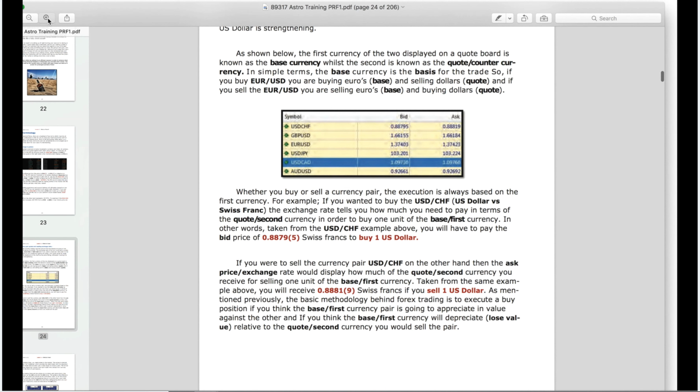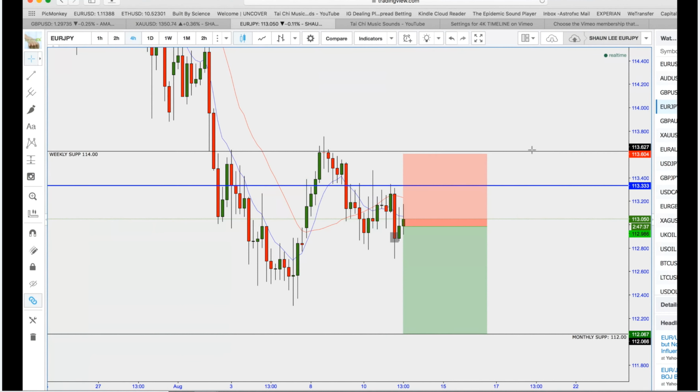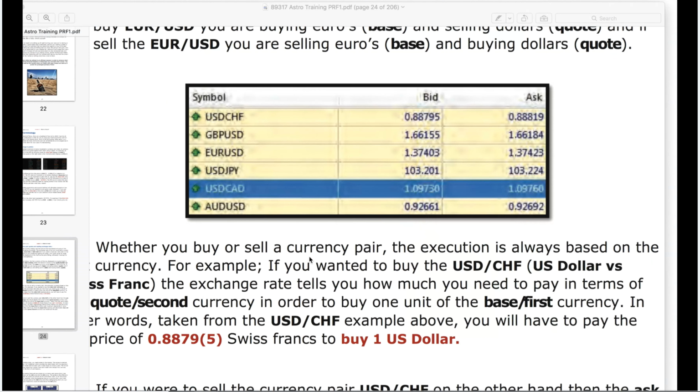The other point I want to express here is that on TradingView, and when we're using a professional charting platform, we only see one running quote. There's only one running quote to any currency pair. The reason is, I've pulled this from the MetaTrader quote board, and every single broker you use, you are going to see two quotes for your currencies. One's called the bid, one's called the ask.